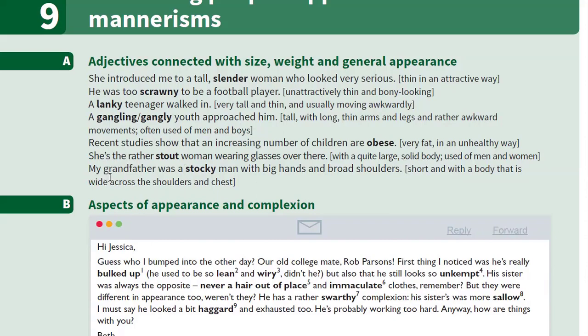Another word. My grandfather was a stocky man with big hands and broad shoulders. It means short and with a body that is wide across the shoulders and chest. Meaning the person is not tall. Somebody who's stocky is short, not tall, but has a body that is wide across the shoulders and chest. So his shoulders and chest are wide. That person is known as stocky.